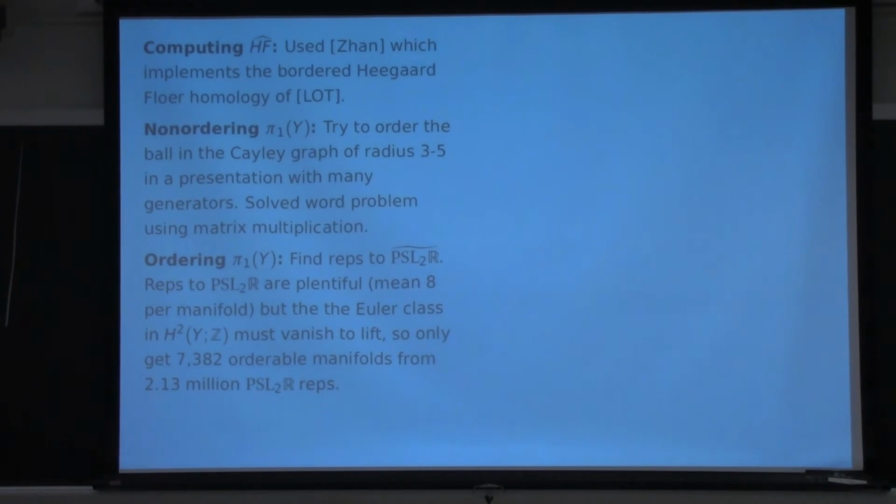So sometimes you succeed. You got this pile, 15,000 elements, so your positive words. And sometimes you fail. And if you fail, well, you can't order the whole group. You can't even order this ball.